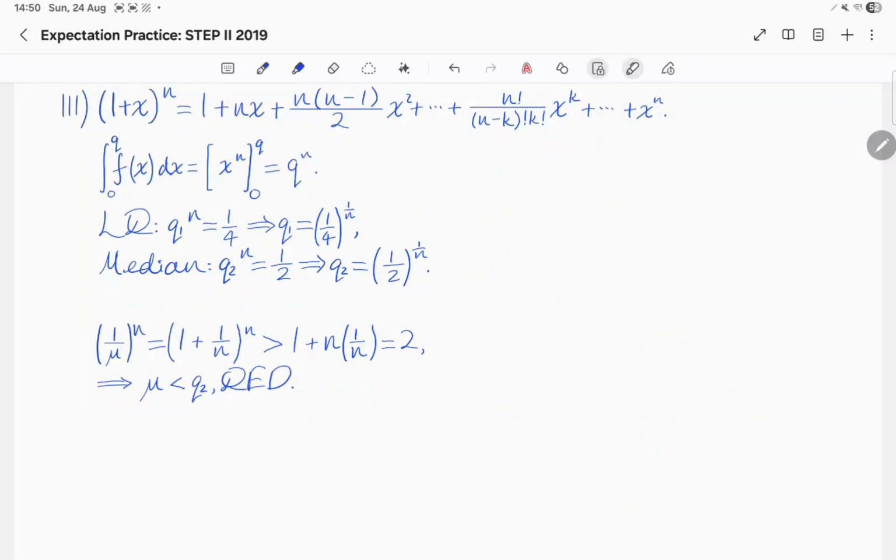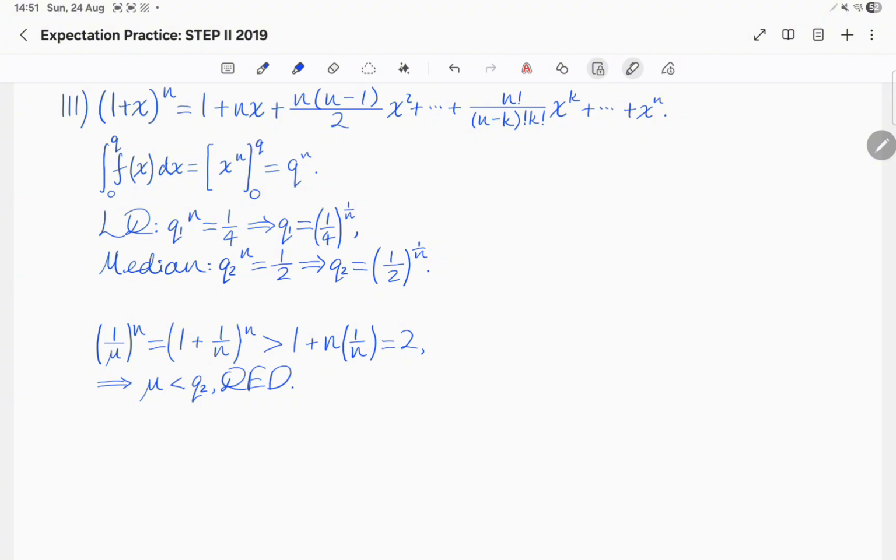Now we can move on to part 3. Firstly, we'll write down (1 plus x) all to the n. The first three terms are 1, nx, and n(n minus 1) over 2 of x squared, and the k plus 1th term is n factorial over (n minus k) factorial multiplied by x to the k.